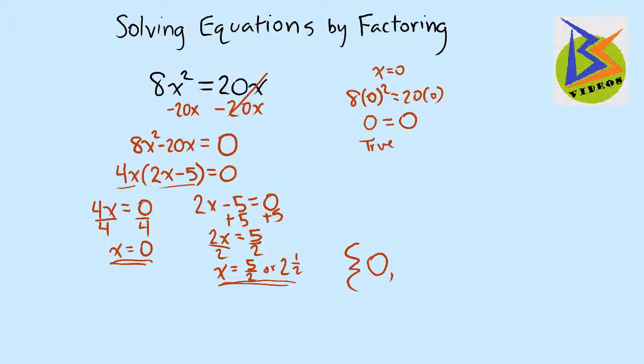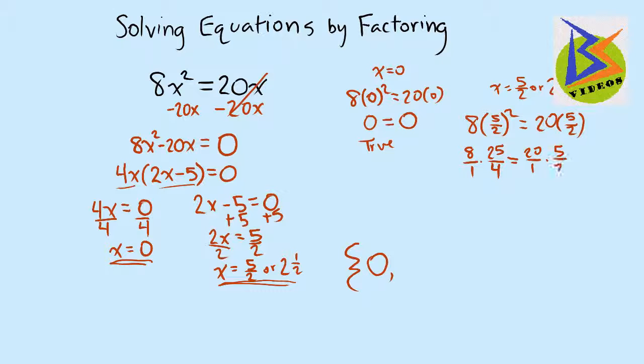Okay, the other one that we're going to try is x equaling 5 halves, or we could say 2 1/2. So we plug in 8 times 5 halves squared equals 20 times 5 halves. So when we look at 5 halves squared, it's 25 fourths times, we'll just call it 8 over 1. And here is 20 over 1 times 5 over 2. Let's do some reducing over here.